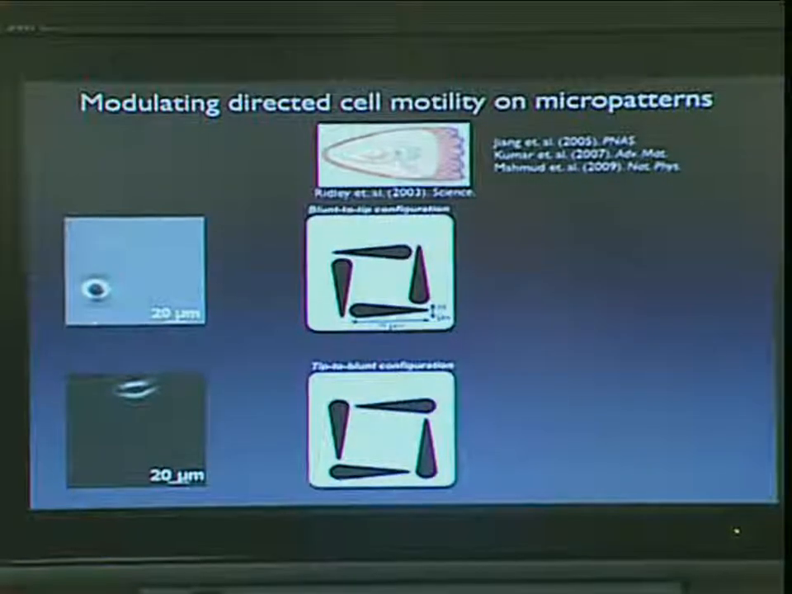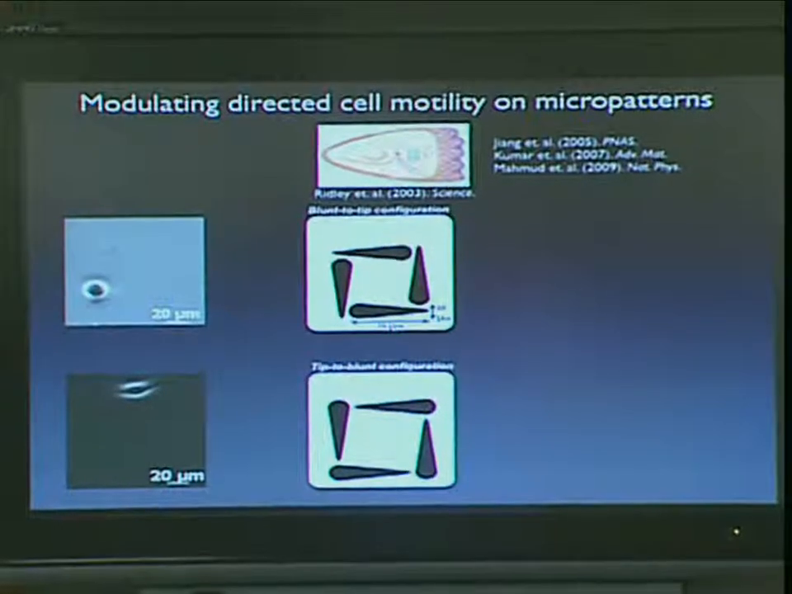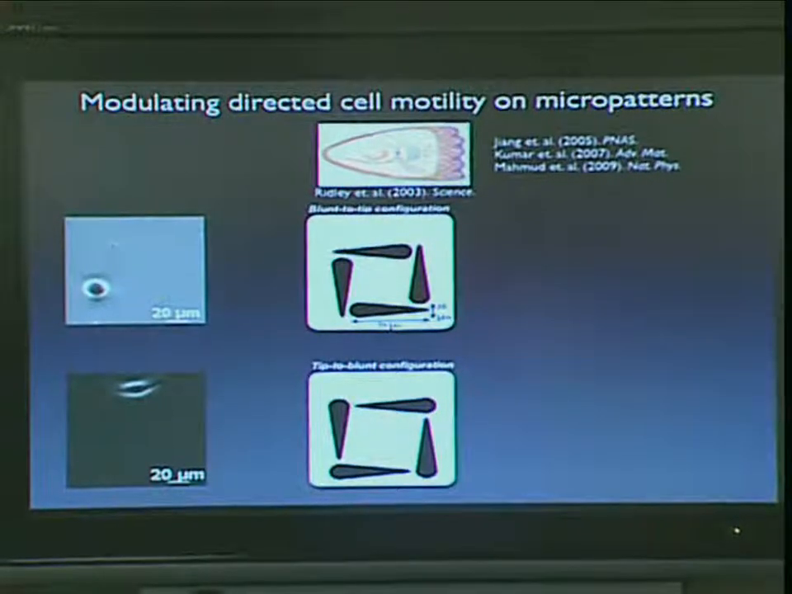Okay? On a uniform surface, cells will move for a while in one direction, then switch and move in another way, exhibiting a random walk. So the idea has been to use micropatterns to force cells into a situation where front is defined and rear is defined. And the shape that's been popular is this teardrop type of shape.